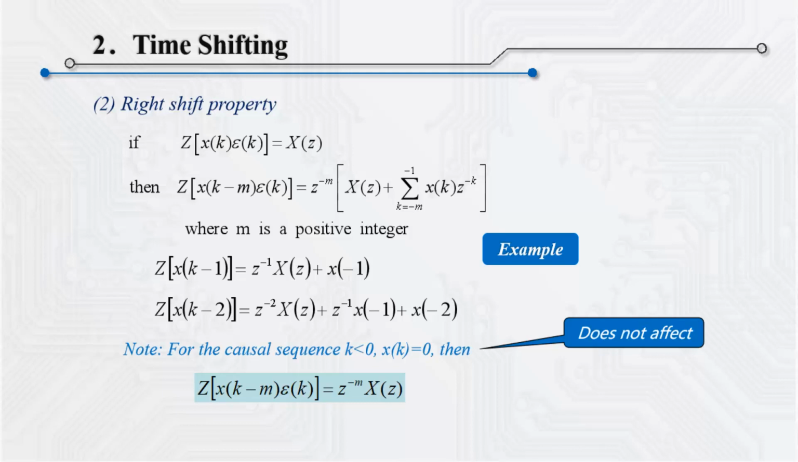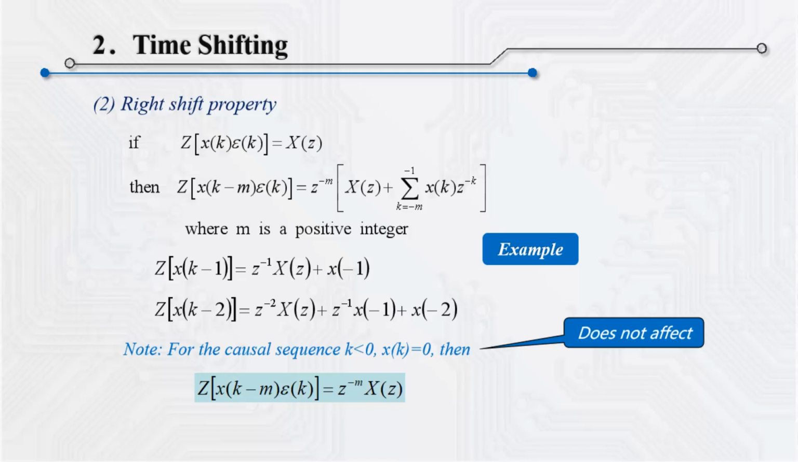In practice, for discrete LTI systems described by the difference equation, the frequently encountered expressions are the form of these two shifts to find the Z transform. Right shift characteristic corresponding to x of k minus 1, x of k minus 2.